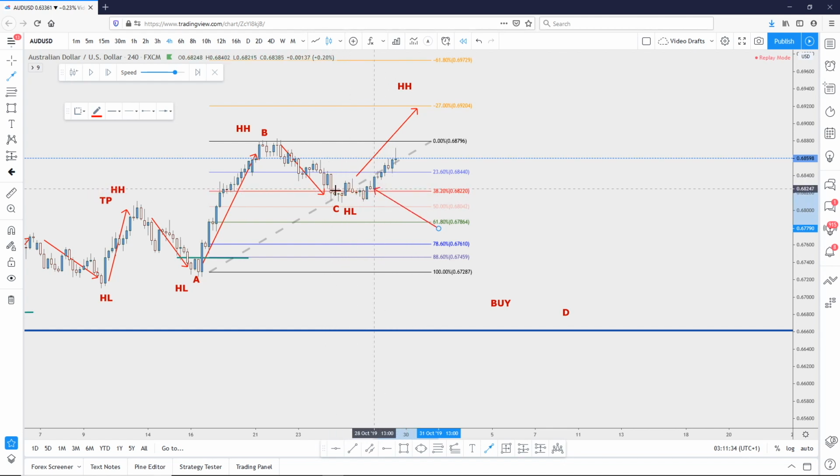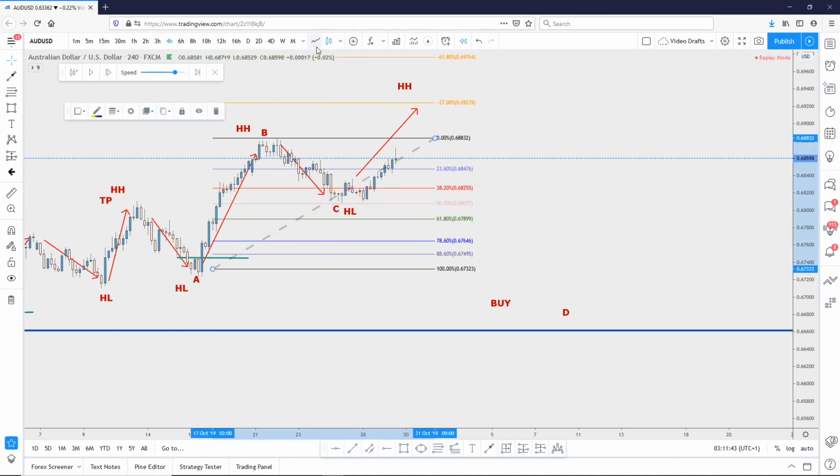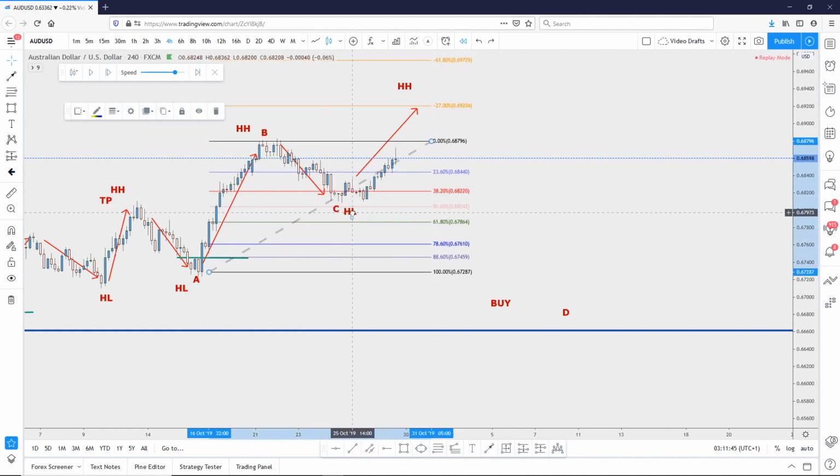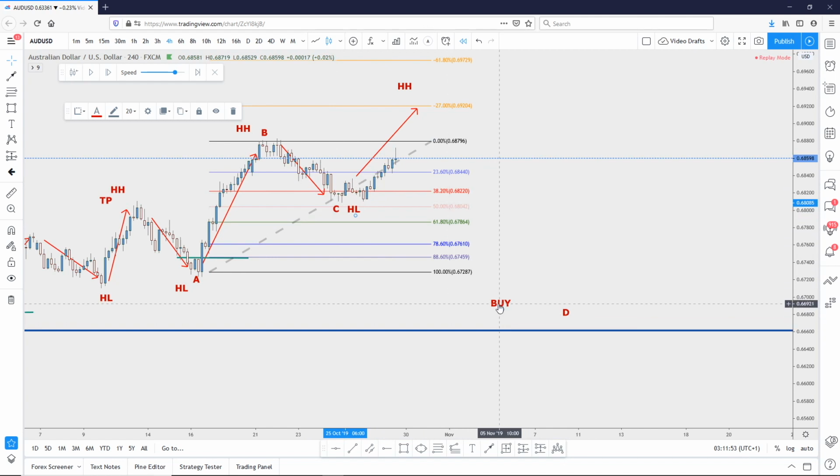So this is acting as support. This level means something. And because of our fib tool, we are able to see that this is the new point C. Let's move that back, point C. It's also the new higher low. Well, we could have placed a buy here, right?